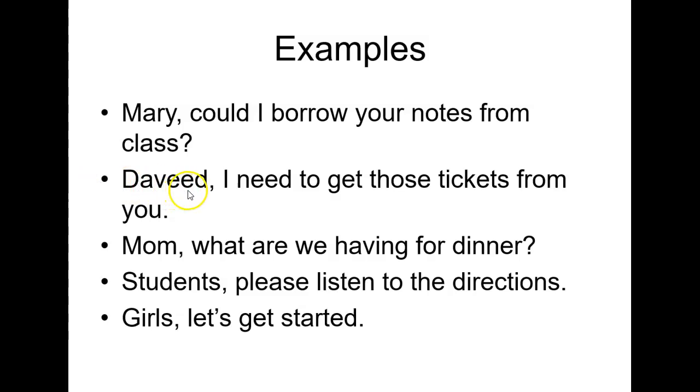Another example, David, I need to get those tickets from you. This message is for David. The name David is the direct address in this sentence. So following that direct address, the writer has included a comma. It's right there. Mom, what are we having for dinner?